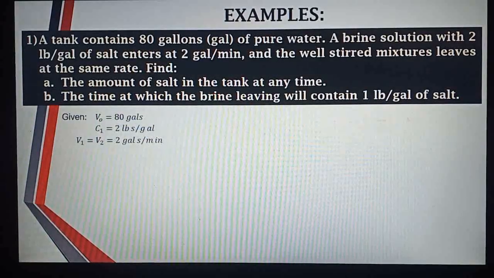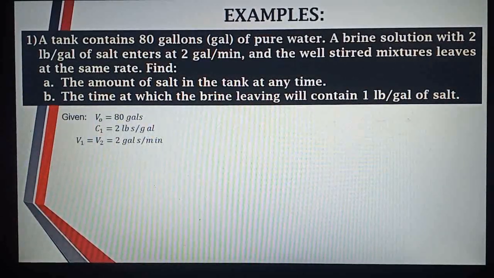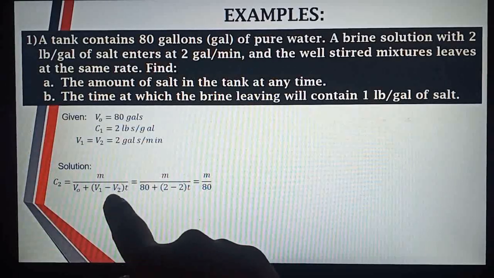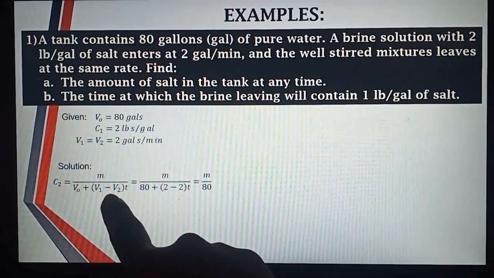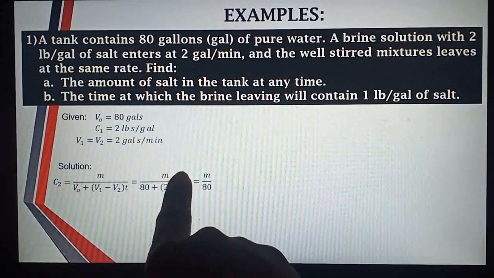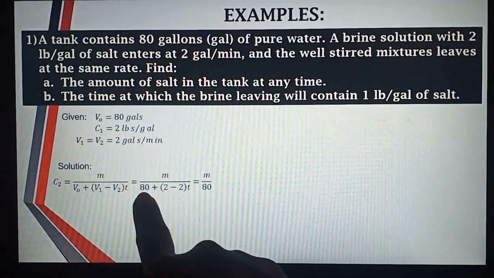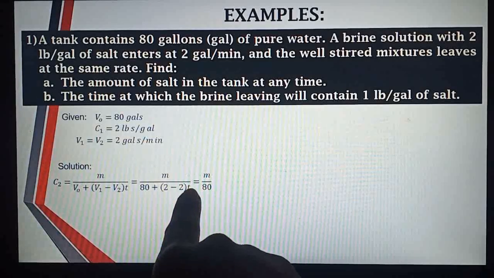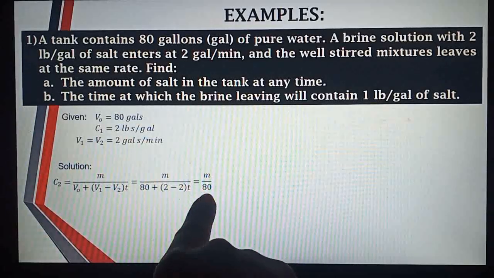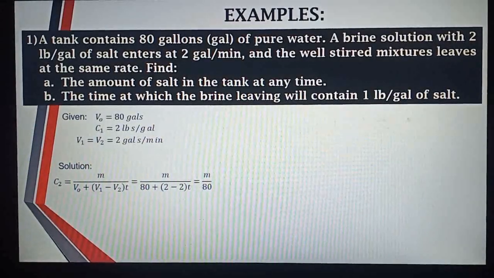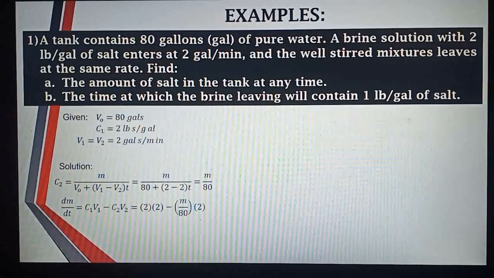First, we have to identify C2, the output concentration. Our formula for C2 is M over V0 plus the quantity V1 minus V2 multiplied by the time. If we apply it, it is equated to M over V0, which is 80, plus 2 minus 2 multiplied by t. So that is equated to M over 80. That is our C2.